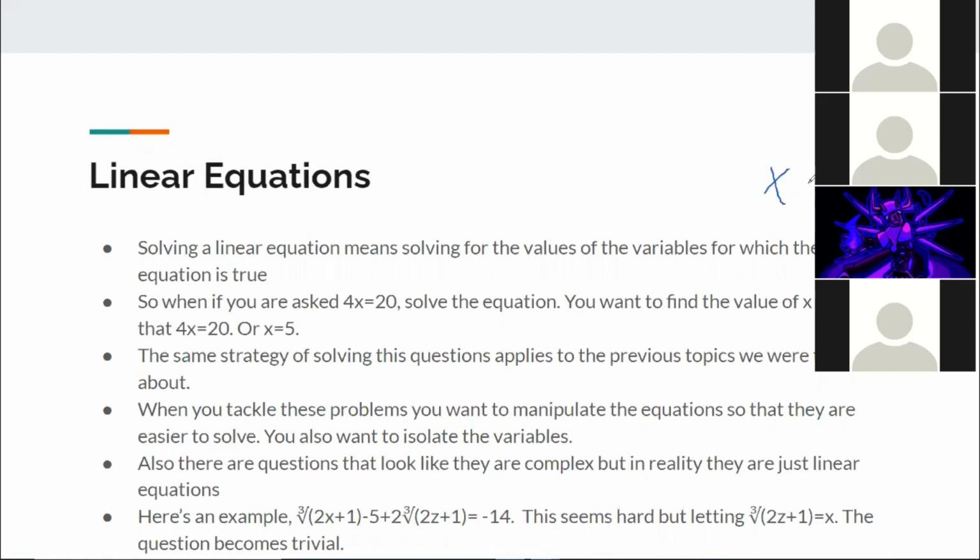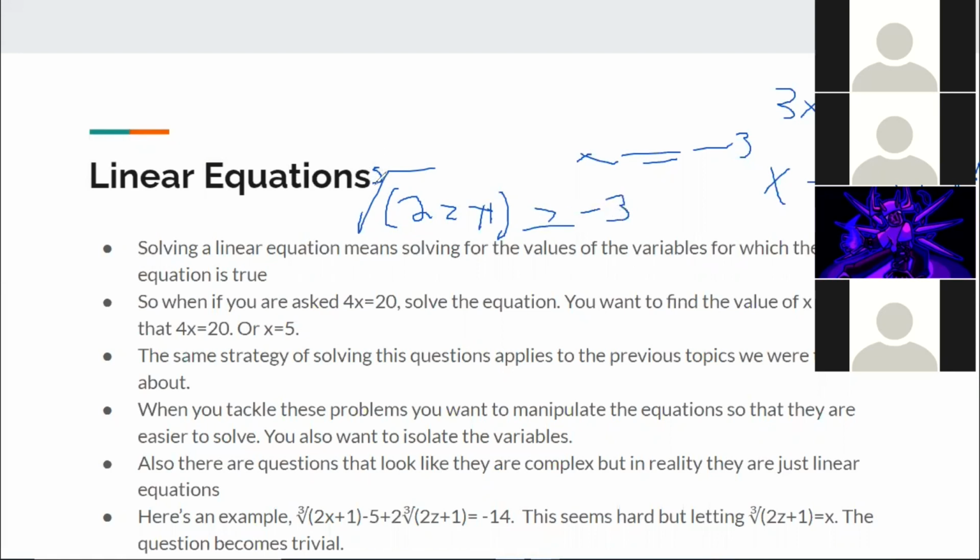So x minus 5 plus 2x is equal to negative 14. This is just a linear equation, so it's just going to be 3x is equal to negative 9. So x is negative 3. And we set the cube root of 2z plus 1 equal to x. So the cube root of 2z plus 1 is equal to negative 3.